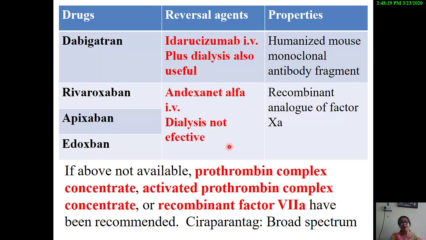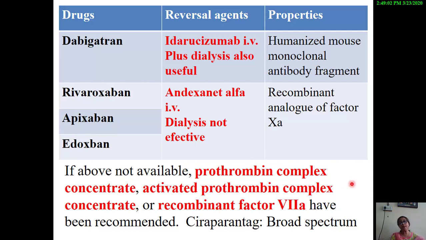is more effective. In cases where these specific reversal agents are not available, then the options which we have are a prothrombin complex concentrate, or activated prothrombin complex concentrate, or a recombinant factor 7A, which may be used in the case of all four of these agents. That is in the case of dabigatran, in the case of rivaroxaban, apixaban and edoxaban. So these are, you can say, broad spectrum.